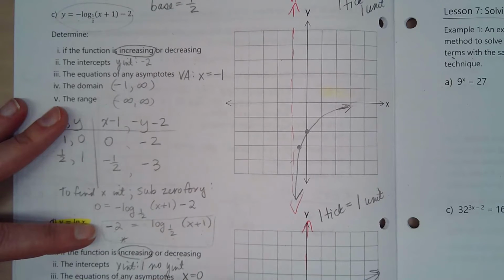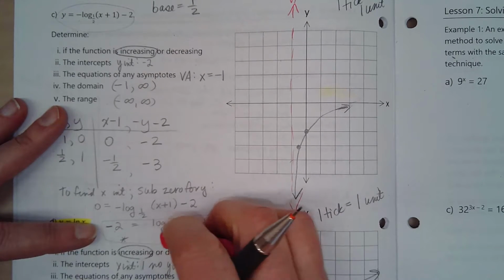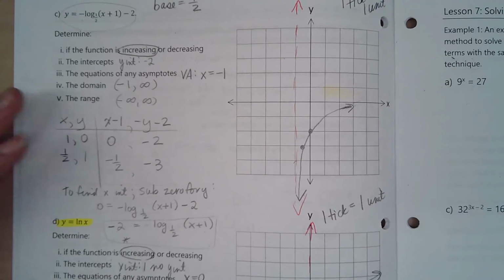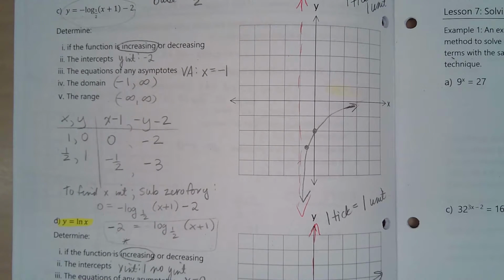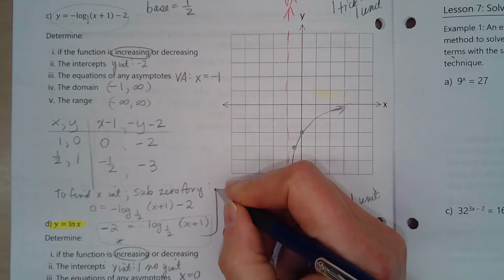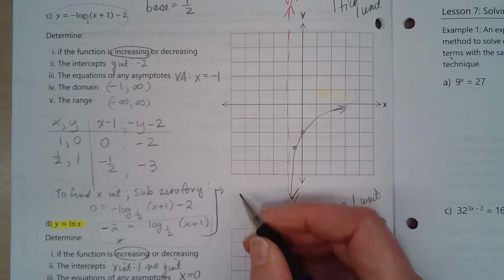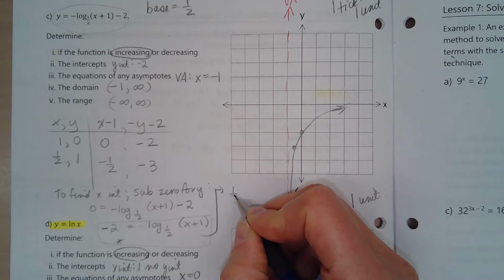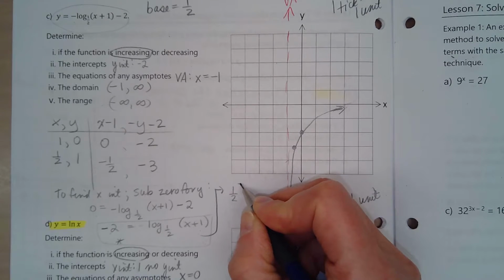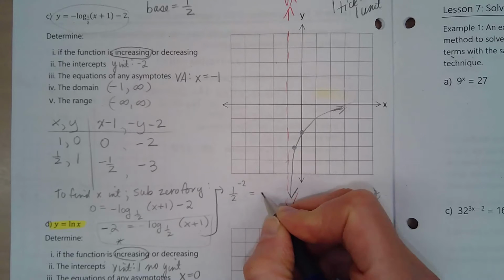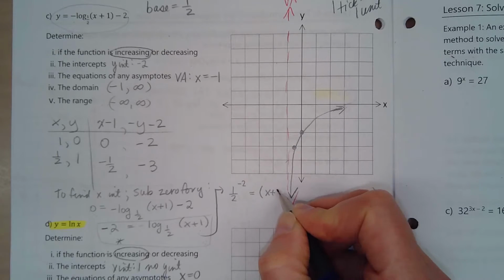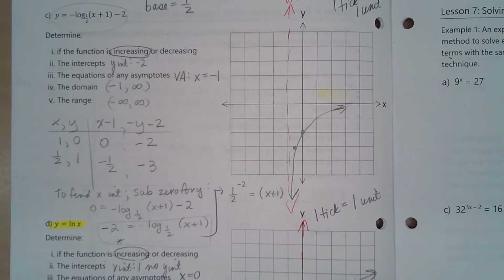Could you find the x-intercept now that you know the relationship between logs and exponents? It might help you to change this into exponential form. What would the base be? So the base is 1/2, the exponent is negative 2, and the answer is x plus 1. Okay, could you solve it now?